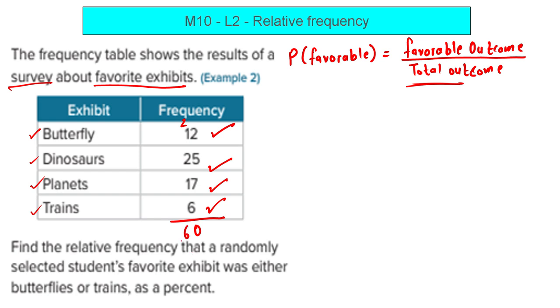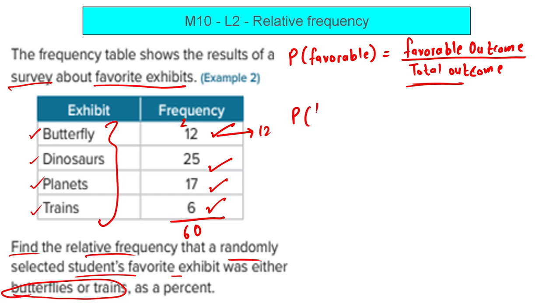Now, what about the favorable? What we need? See, read the question. Find the relative frequency that a random selected student, try to find the keywords. We need something from this now. Where do you find these words? Check here. He need butterflies or trains. Butterflies or trains. So how many butterflies here? We need the probability of butterflies. Or train.